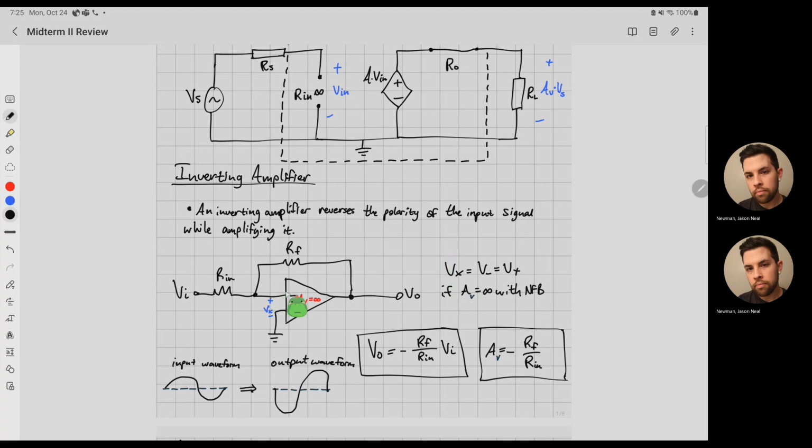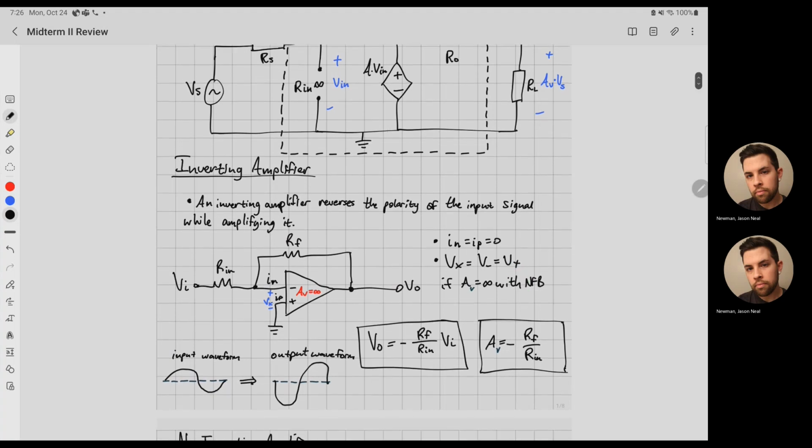you can assume that this current, so let's just say this is IN for the negative terminal, and let's say this is IP for the positive terminal, so you could say IN equals IP equals zero. And that's one condition. The other one is VX, the voltage between these two terminals, is going to be equal to each other. Here are your basic equations for an inverting amplifier. Vout is equal to negative RF over RIN times the input voltage, and then the gain is essentially this times VI.